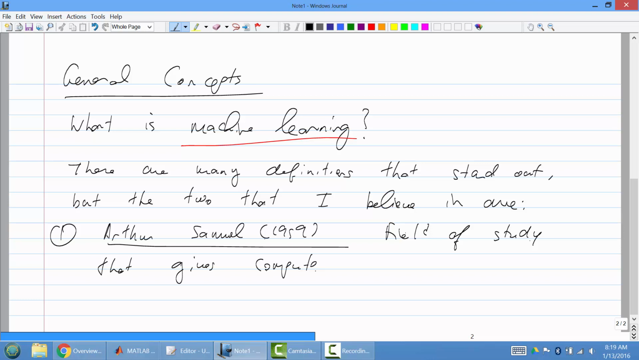Computers the ability. By the way, if you want, you can certainly write things down, but I'll be posting these online, so it's up to you whether or not you want to write things down. If you don't want to write them, that's totally fine.